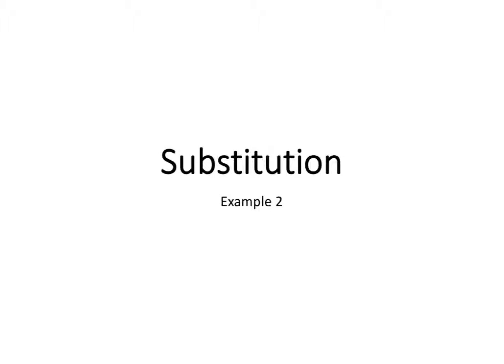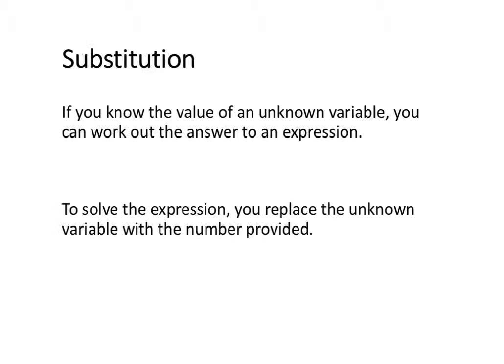In this video, we're going to have a look at some more examples of how we solve expressions that contain unknown variables using substitution. If we know the value of the variable, or we're provided with a value of the variable, we can work out an answer to the expression. This is done by replacing that unknown variable with the value that we have been provided and completing the calculation to solve. So let's have a look at some examples.